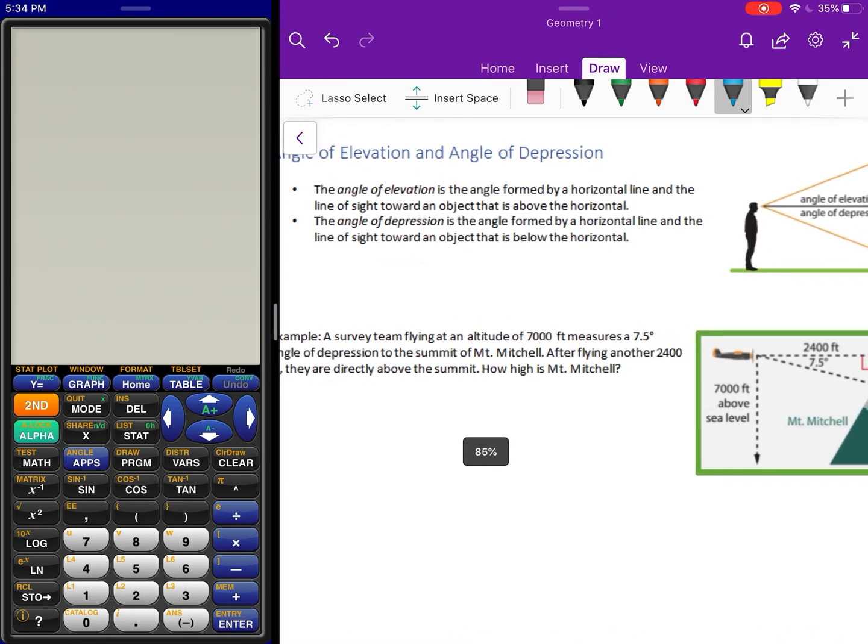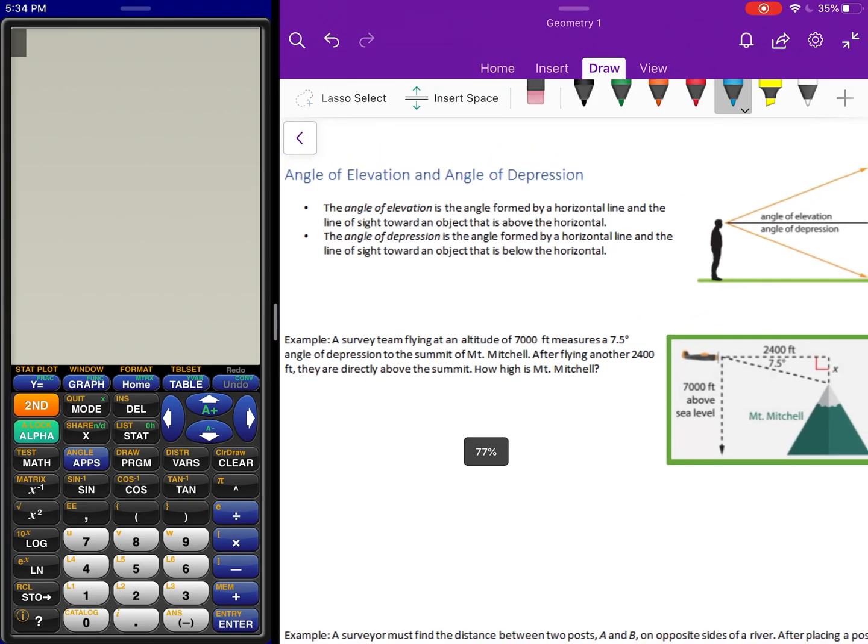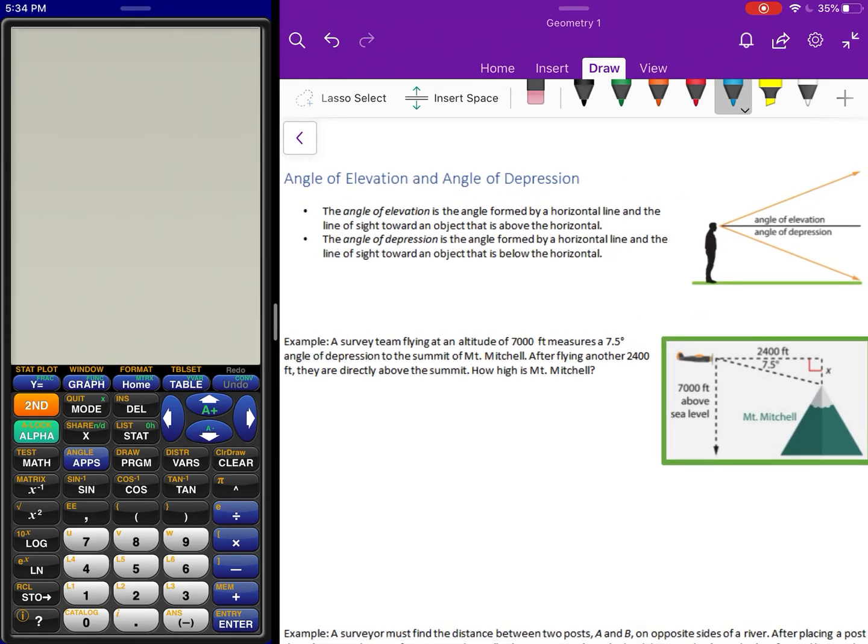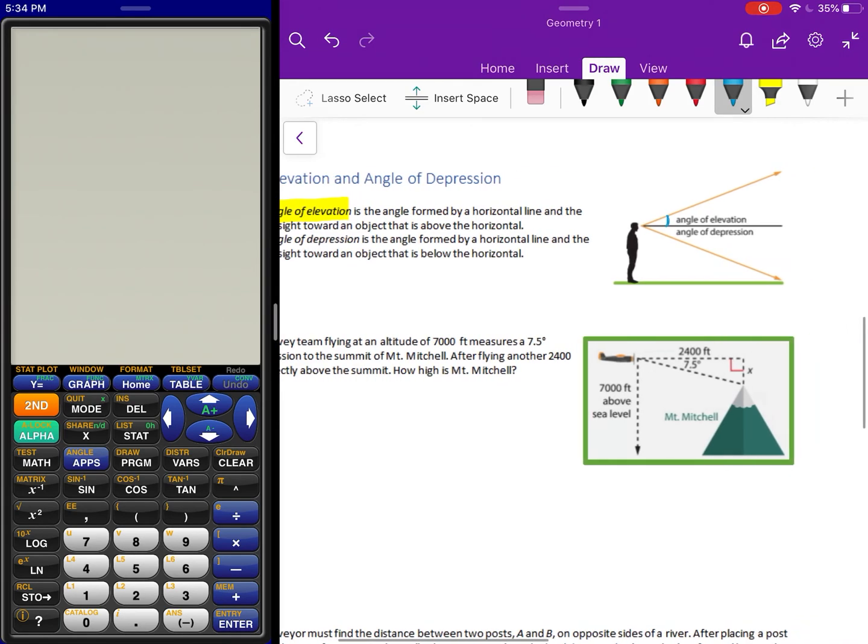but we have the angle of elevation and the angle of depression. So I know this is small, but you have a little figure here to the right also. The angle of elevation, so let's start with this. Angle of elevation is the angle formed by a horizontal line and the line of sight toward an object that is above the horizontal. So looking upward. So angle of elevation is this angle up here. So if this fella here is looking at a bird, there's an angle of elevation.